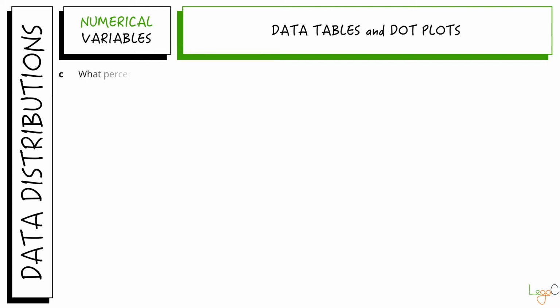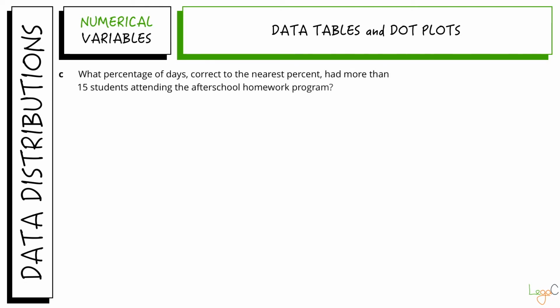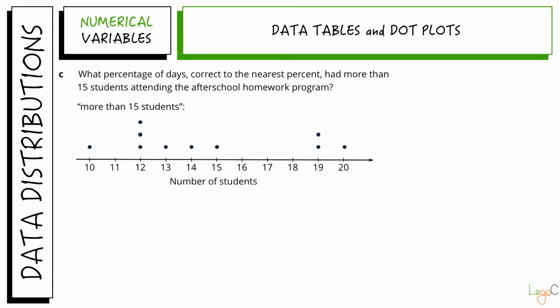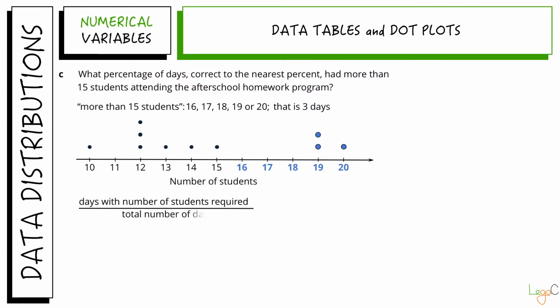In part C, we are asked to calculate the percentage of days that had more than 15 students attending the after-school homework program. More than 15 students means 16, 17, 18, 19, or 20. Now, there are 3 dots above these numbers, which means 3 days. So again, the number of days with number of students required divided by the total number of days, that is 3 divided by 10 times 100, which is 30%.